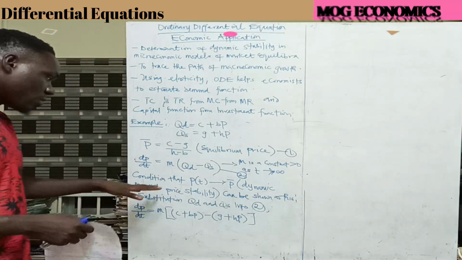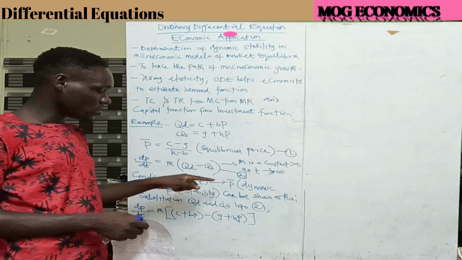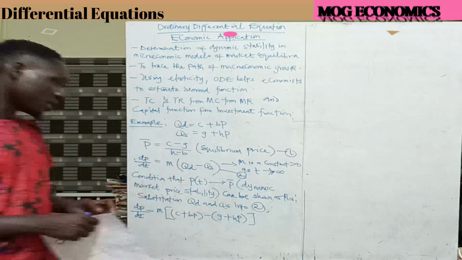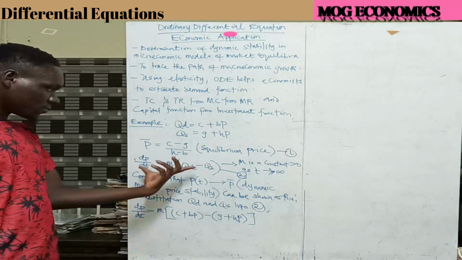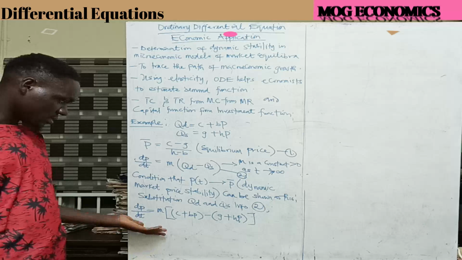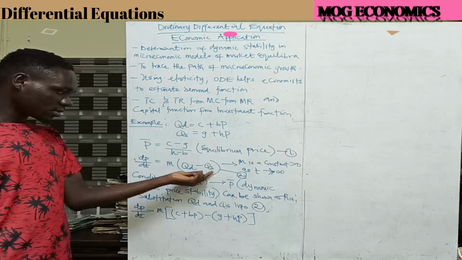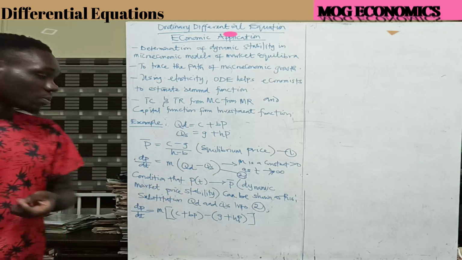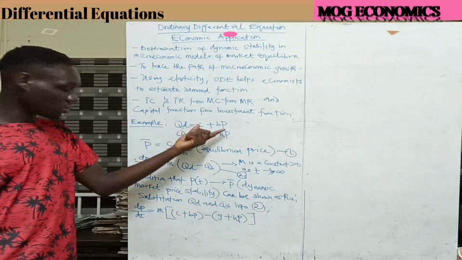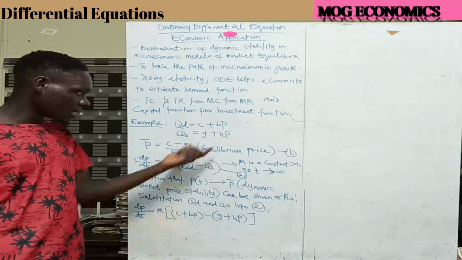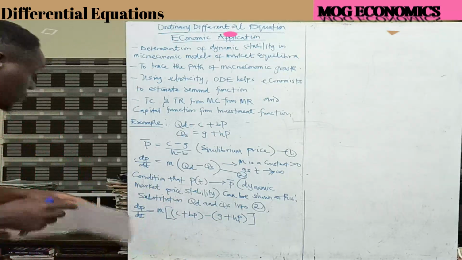We are going to describe the condition where a given price will move towards the equilibrium price. So now, what do we have? We have this function here. In this case, we have replaced the quantity demanded and quantity supplied with their original functions. So the quantity demanded from here is this, and the quantity supplied here is this.